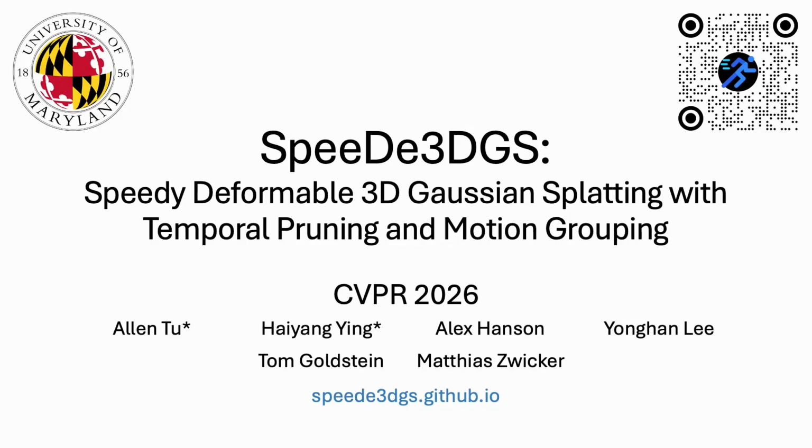We introduced Speedy Deformable 3D Gaussian Splatting, a technique that accelerates the rendering speed of deformable Gaussian splatting from 20 to 276 frames per second via temporal pruning and motion grouping, all while preserving the superior image quality of per-Gaussian neural motion. Our CVPR 2026 paper, open source code, and interactive video results are available at SpeeDe3DGS.github.io.